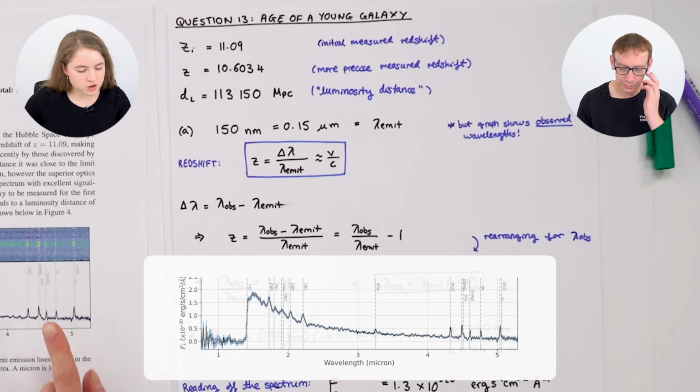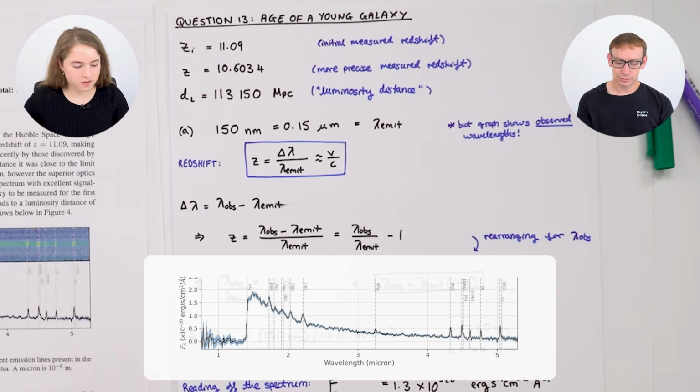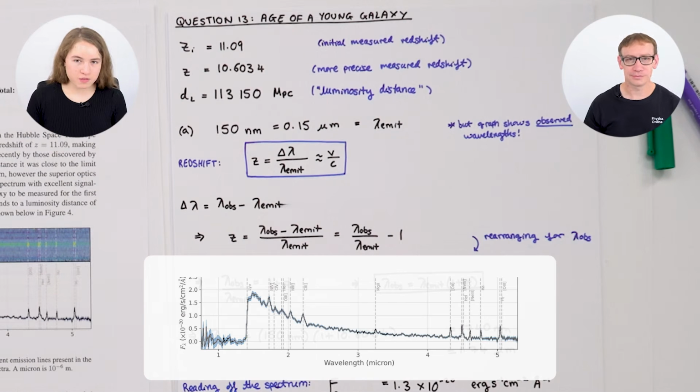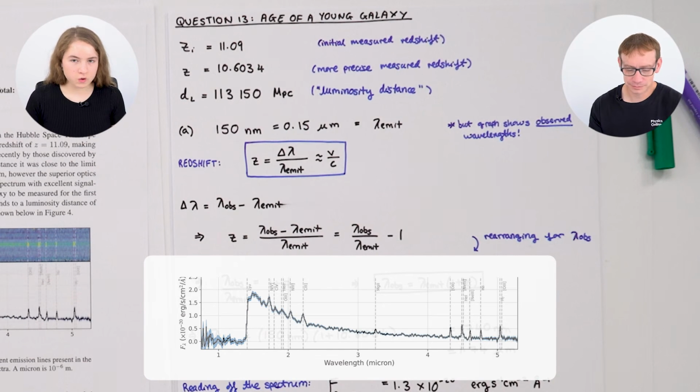But if we've measured a spectrum of something, the spectrum we record is not going to be showing the emitted wavelengths. It's going to be showing the observed wavelengths. So if you're familiar with the concept of redshift from things like the syllabus, the study guides from the website, or from school, you'll know that the wavelengths of things in galaxies that are moving quickly away from us will be shifted. They'll be longer.